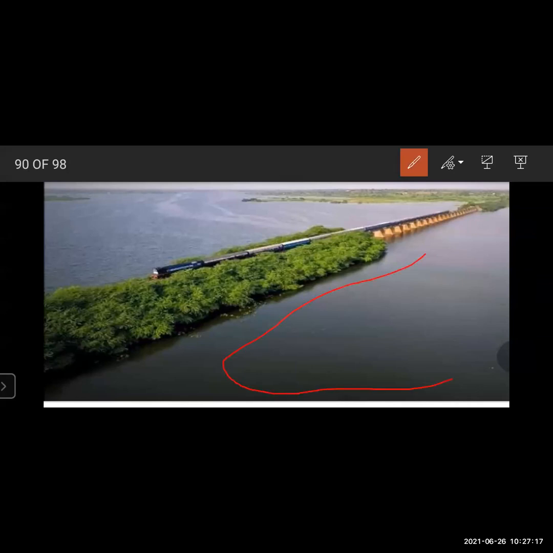If you see here, there is less or no current, and if you see here, the flow of water is high. See here, this is flow. And if you see here, there is no such kind of flow. So here there is very little or no current. This is the backwater of Ujjain Dam.